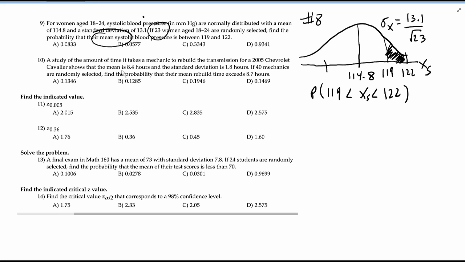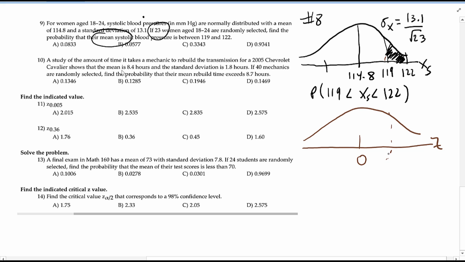So how we do this again? We standardize the problem by doing a new standardized distribution. And remember that the mean always goes to 0. The 119 will go to the z-score of 119. The 122 will go to the z-score of 122, and then we're looking for that area. Okay, so let's find the standard deviation.